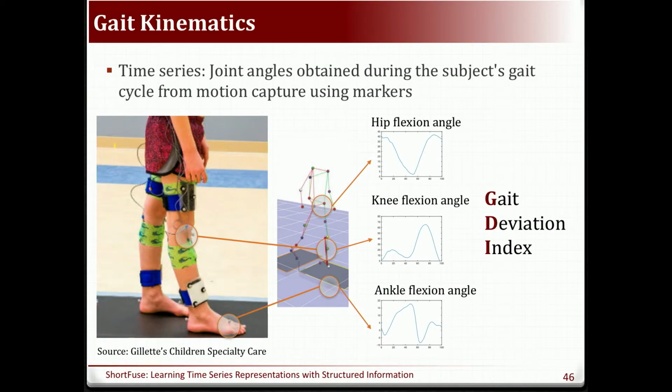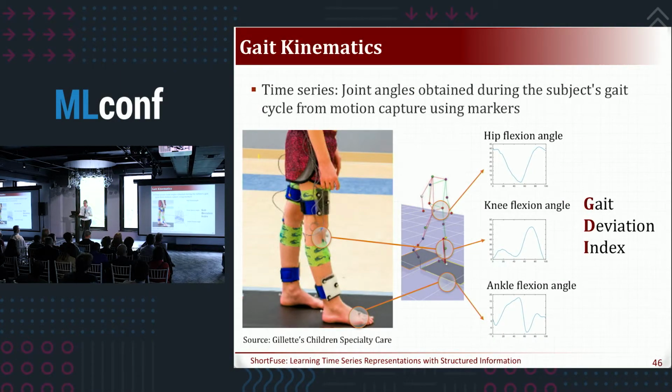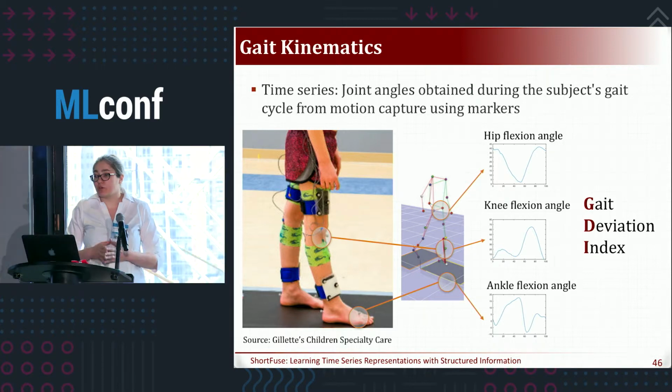Now, the impairment is assessed in terms of what's called the gait deviation index. So joint angles are obtained during the subject's gait cycle from the motion capture using the markers. And we look at angles at the hip, knee, and ankle. And this gives us a metric called the gait deviation index. With a gait deviation index of 90 or above, you're within the standard deviation of a normally developing child. If it's lower than 90, that means the gait is pathological.